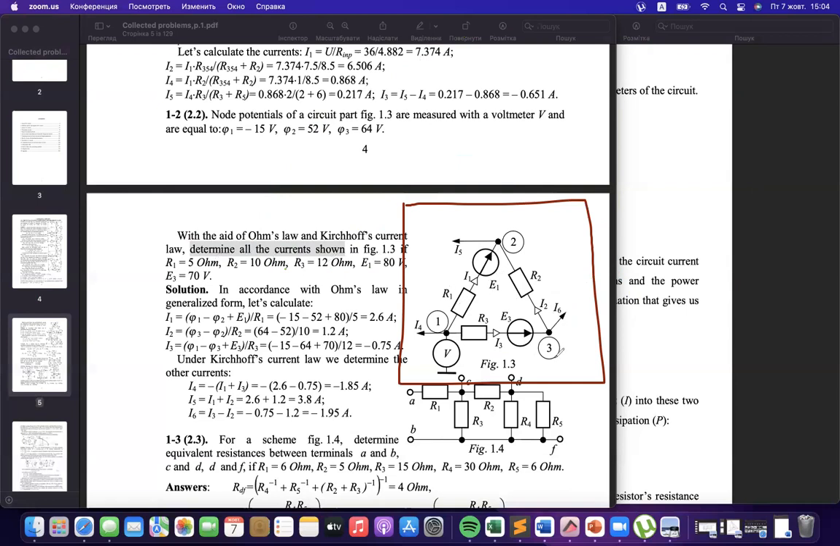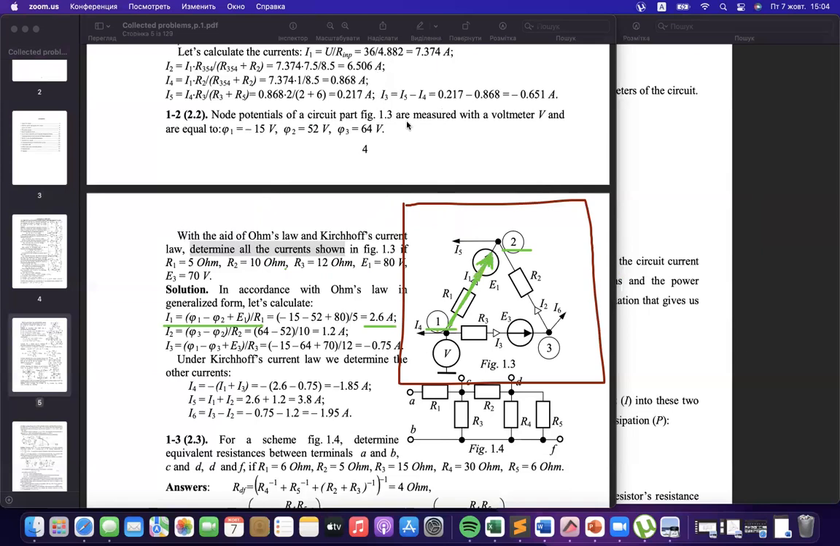You have resistivity, voltage sources, and potentials. How does it work? Using the Ohm law in the general form. If you have potentials phi1 and phi2, the current could be found from Ohm's formula: potential difference plus the value of source, which increases current, divided by resistivity. The current in this branch, just through one formula from the initial data, will be 2.6 amperes.